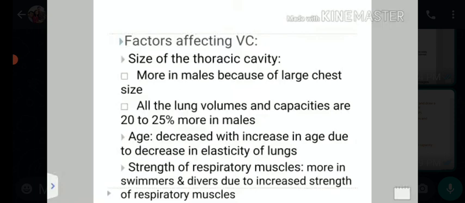Second factor is age. Vital capacity decreases with increase in age due to decreased elasticity of the lung, and aging replaces elastic fibers by fibrous tissue. Third physiological factor is strength of respiratory muscles. In swimmers and divers, vital capacity is more because of increased strength of respiratory muscles.